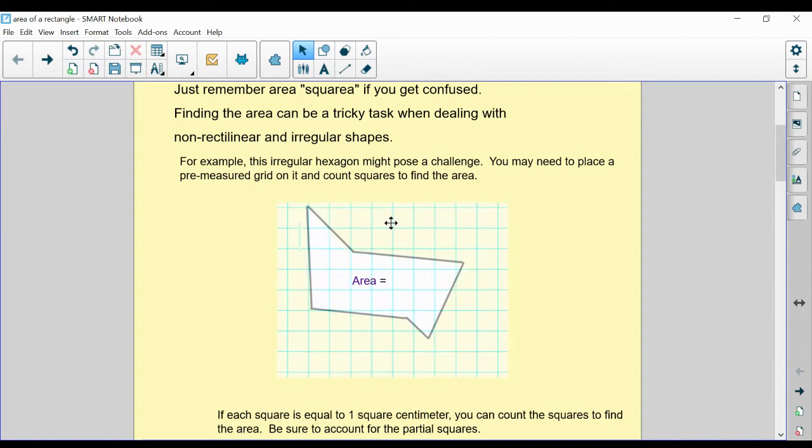So if I place the grid over the shape, I'll be able to count all the whole squares, and then also the squares around the edges I would have to kind of combine. For instance, these two squares would combine to make one whole square. And then you have these little slivers, and that poses a problem. So it's really tricky to get an exact answer. Usually it's just an estimate of the area when you do it this way, when you're dealing with these kind of shapes.